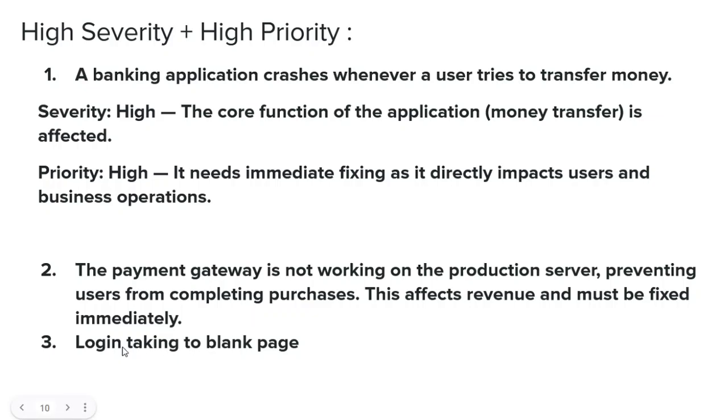Another example is login. If you have an application in which login is taking you to a blank page, its severity is high because users are not able to log in. It is redirecting to a blank page, and its priority is also high because it needs to be fixed immediately. Then only you would be able to do another type of testing. So these are three examples of high priority as well as high severity.